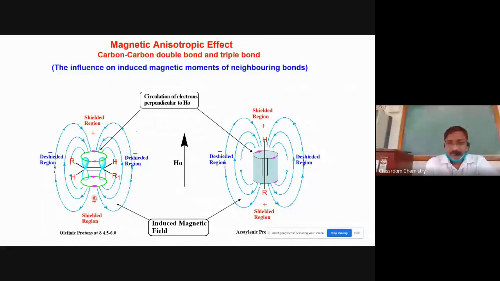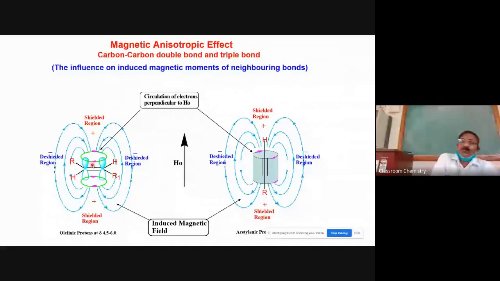Here, this is the circulation of electrons, which is perpendicular to the H0, that is the corresponding field which is perpendicular to the direction of the applied magnetic field, right? That is the precessional motion that we have observed in detail, right? So this is the precessional motion.